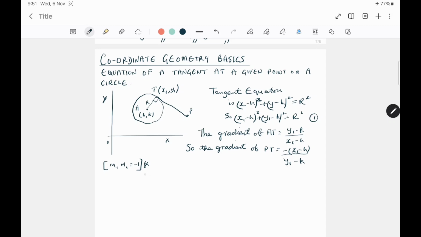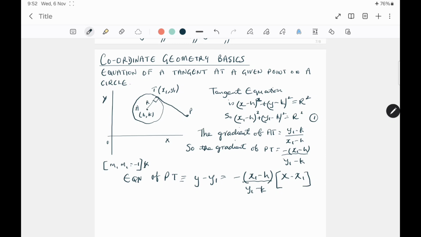So the equation of PT is y minus y1 equals the gradient, minus x1 minus h over y1 minus k, times x minus x1.